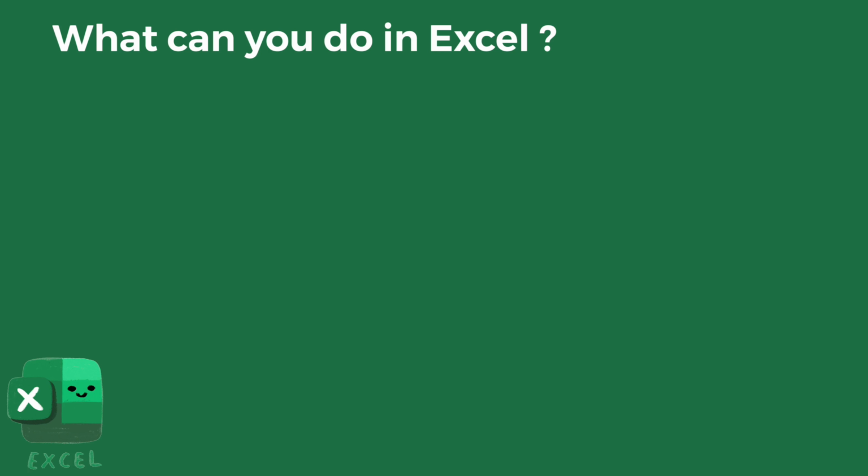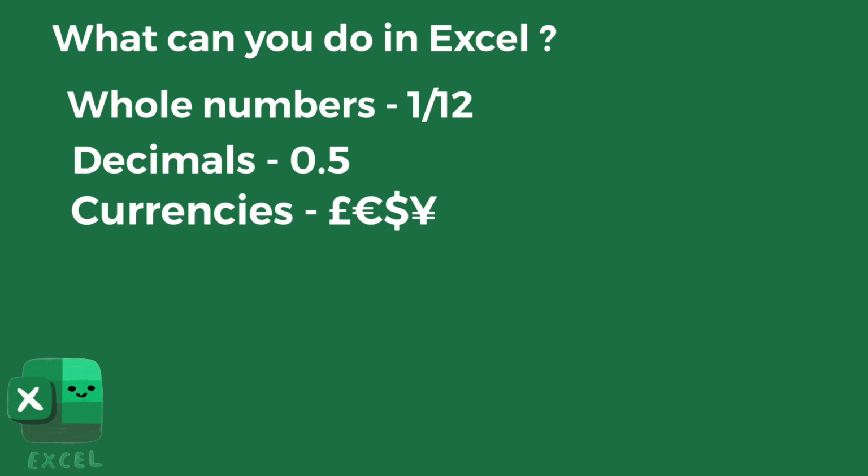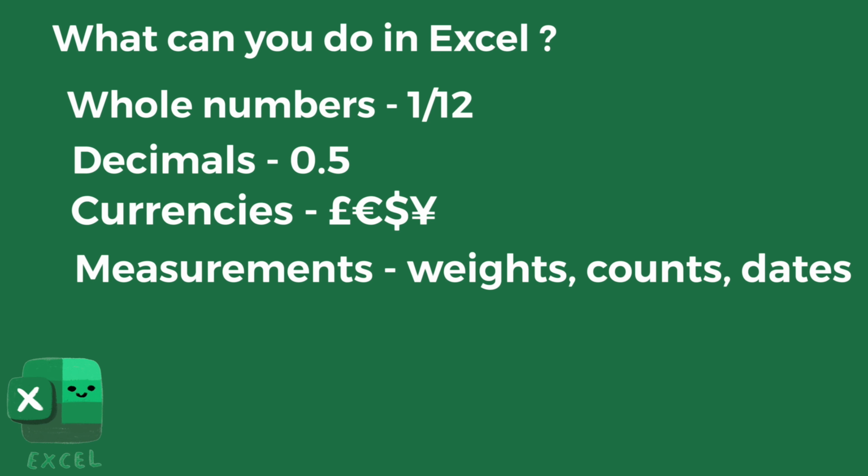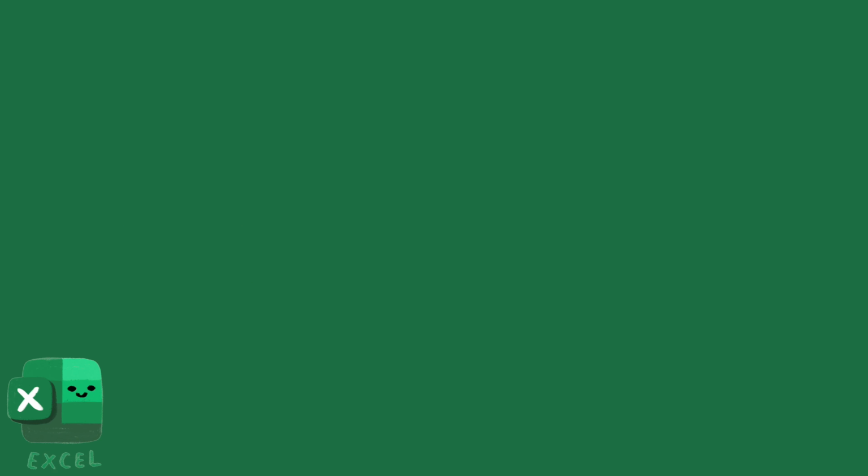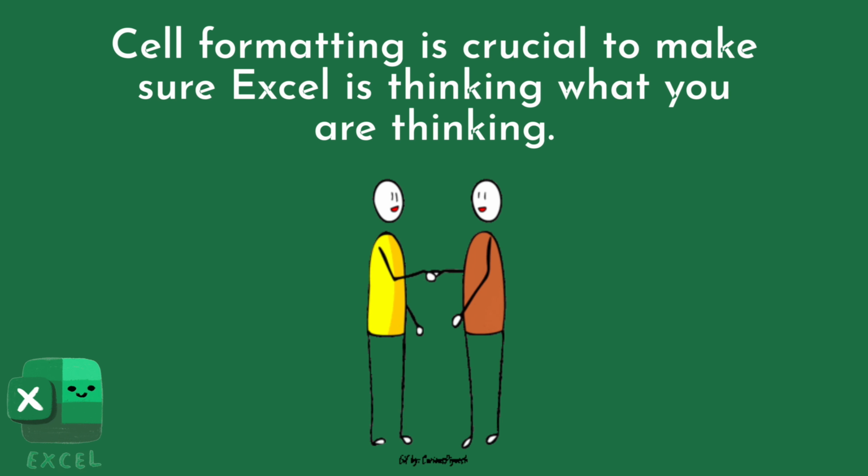The great thing about Excel is that it can accommodate various types of numbers such as whole numbers, decimal numbers, currency, measurements like weight, counts and dates. But it is important to remember about cell formatting and make sure that your cell is formatted in the correct category so that Excel is thinking what you're thinking.